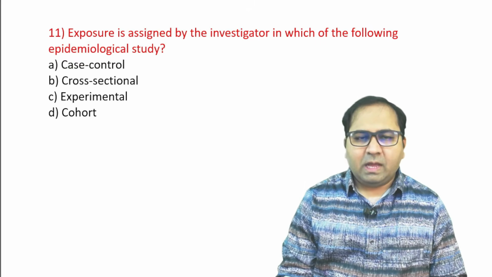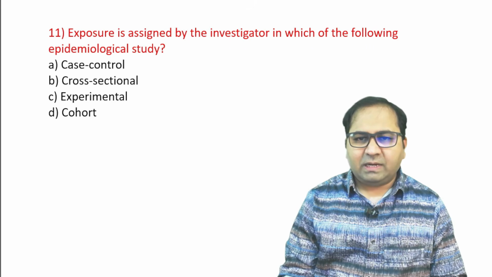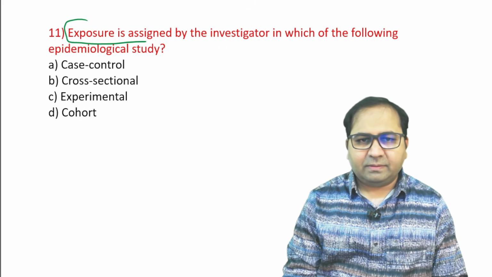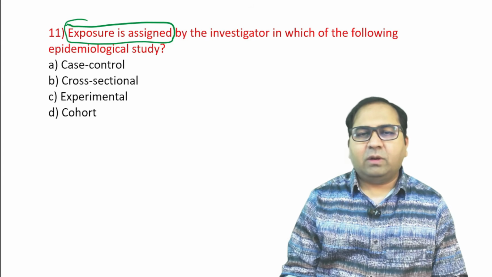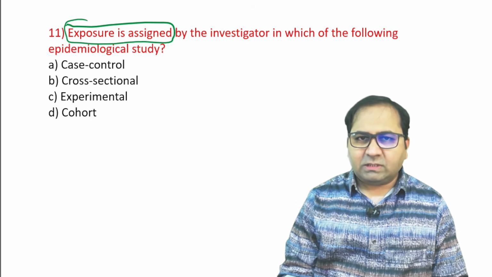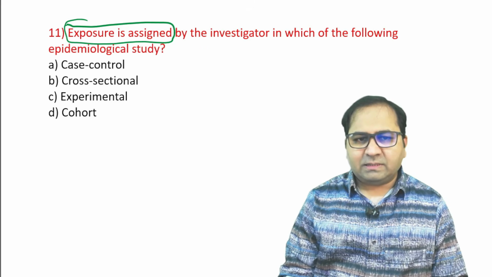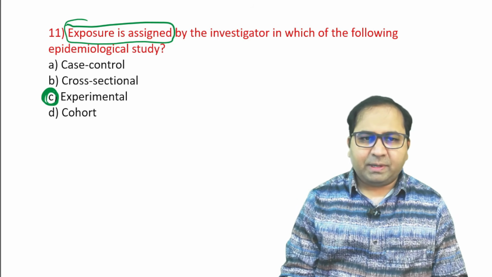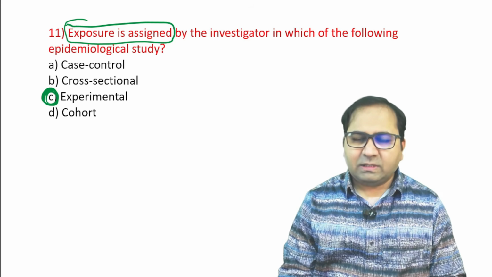Next question. Exposure is assigned by the investigator in which of the following epidemiological studies? Exposure is assigned. Options are A, case control study, B, cross-sectional study, C, experimental study, or D, cohort study. By this time you should know the answer. The answer for this question is C, experimental study. Experimental study is the study where exposure is assigned.